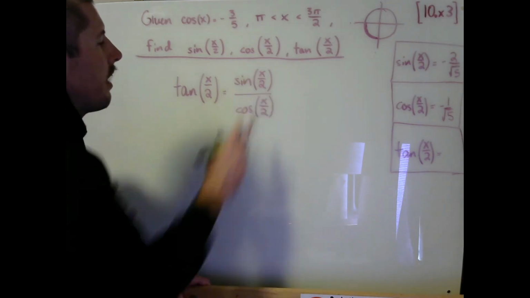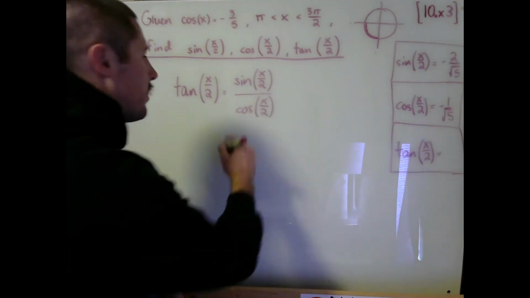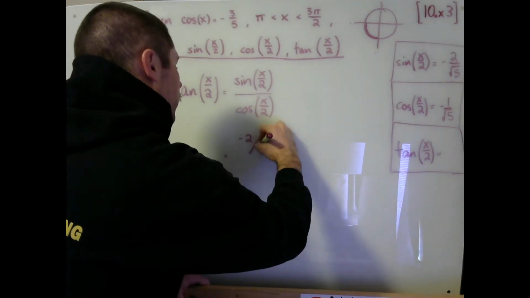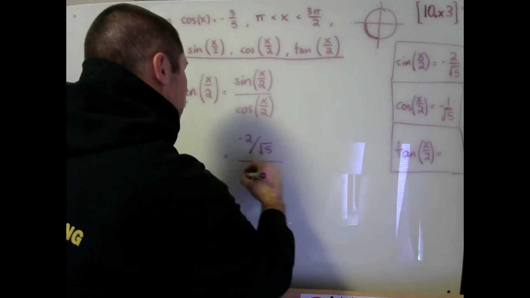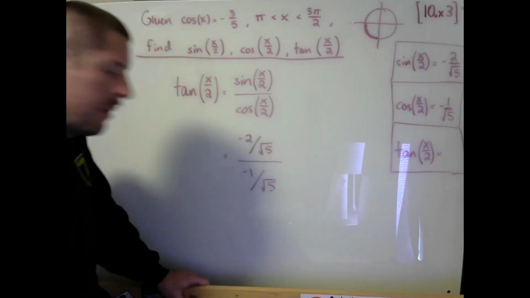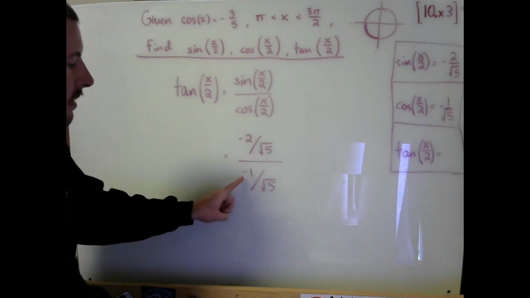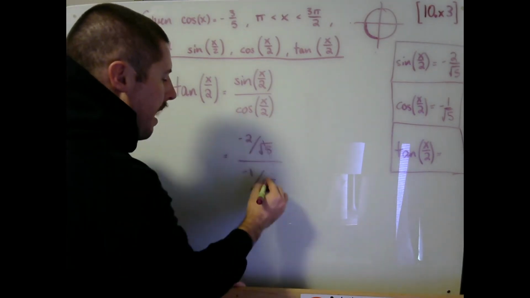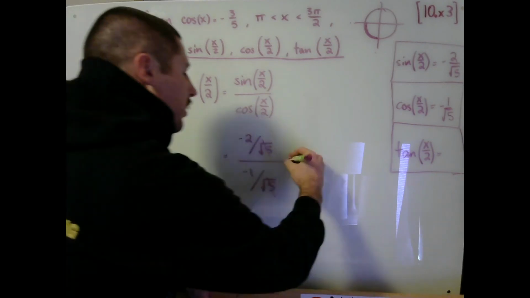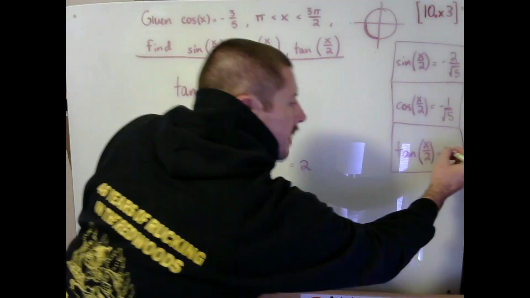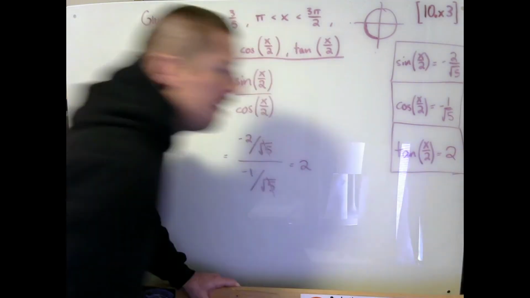All of our angles are x over 2. We can use our old responses here to rewrite this as negative 2 over root 5 divided by negative 1 over root 5. This works out pretty conveniently. We have negative divided by a negative, so the negatives are going to cancel. Both of them have denominators of root 5, so those are both going to cancel, and it looks like we're being left with the final answer here of just 2. So that was nice and clean for us right there.